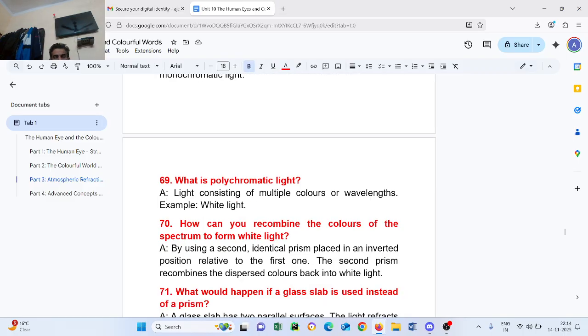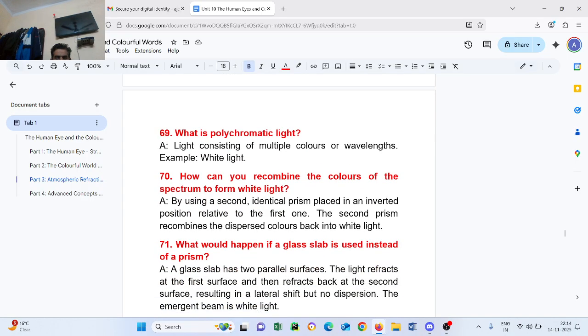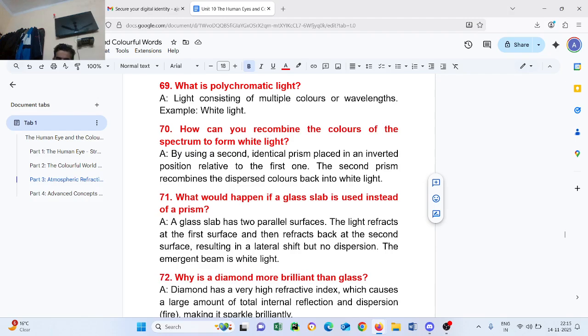Question number 70. How can you combine the colors of the spectrum to form white light? By using a second identical prism placed in an inverted position relative to the first one. The second prism recombines the dispersed colors back into white light.